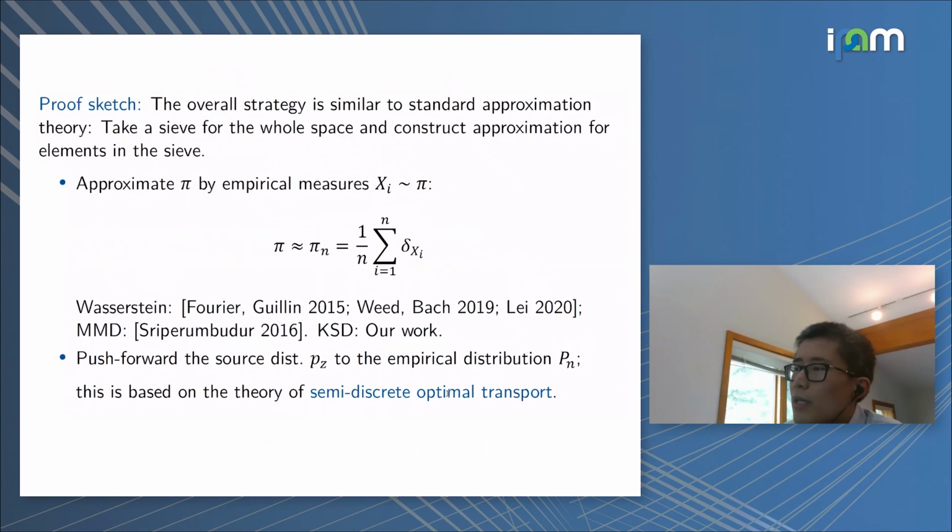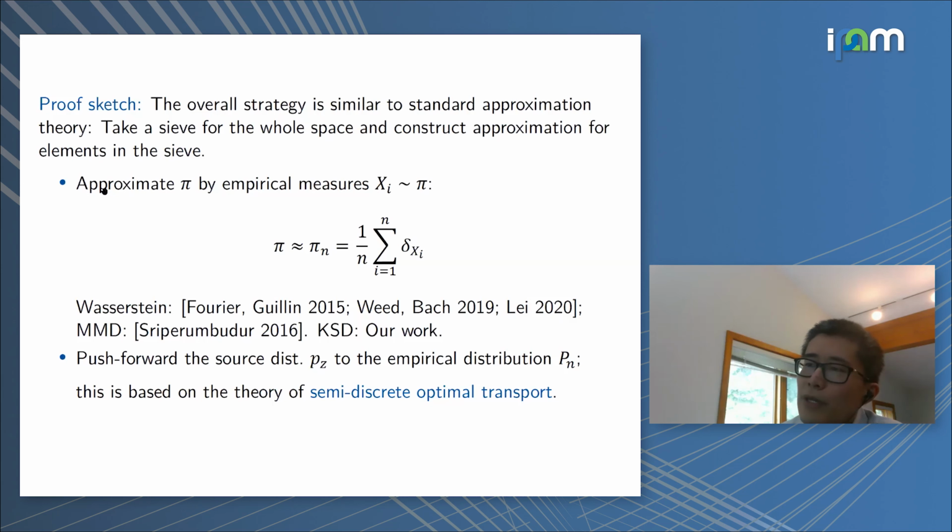All right. So with the remaining time, let me tell you a little bit how this proof goes and why I talk about this in this workshop, because I think it is related to a lot of interest in here. The technique is actually very similar to standard approximation theory. The idea is that for all these probability distributions, we first take a sieve to approximate any arbitrary distribution, and then we construct explicit approximations for the elements in the sieve. And the sieve that we consider is this summation of Dirac masses.